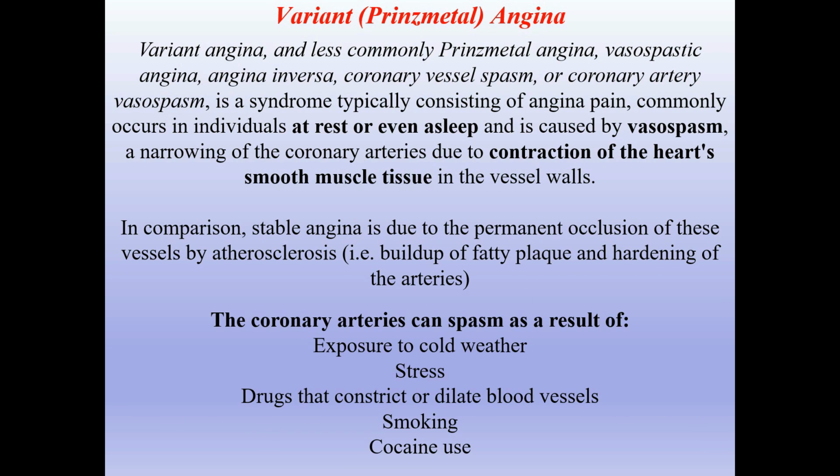Third, variant, Prinzmetal angina. Variant angina, and less commonly Prinzmetal angina, vasospastic angina, angina inversa, coronary vessel spasm, or coronary artery vasospasm, is a syndrome typically consisting of angina pain, commonly occurring in individuals at rest or even asleep, and is caused by vasospasm, a narrowing of the coronary arteries due to contraction of the heart's smooth muscle tissue in the vessel walls. In comparison, stable angina is due to the permanent occlusion of these vessels by atherosclerosis.